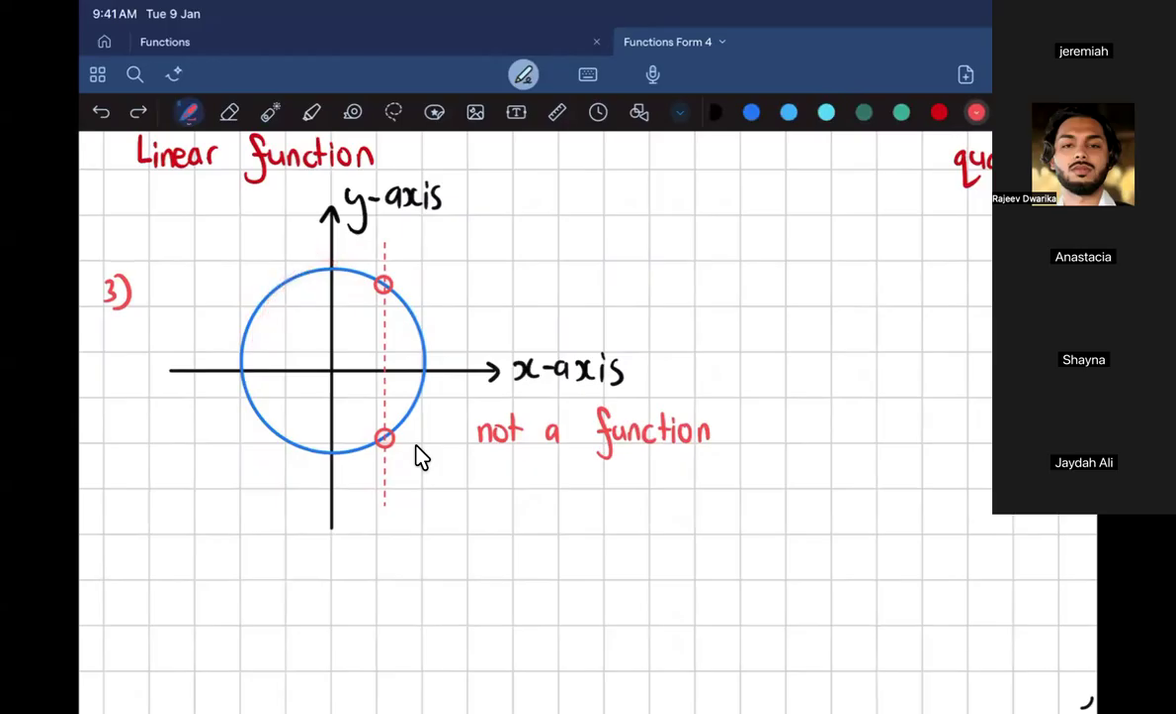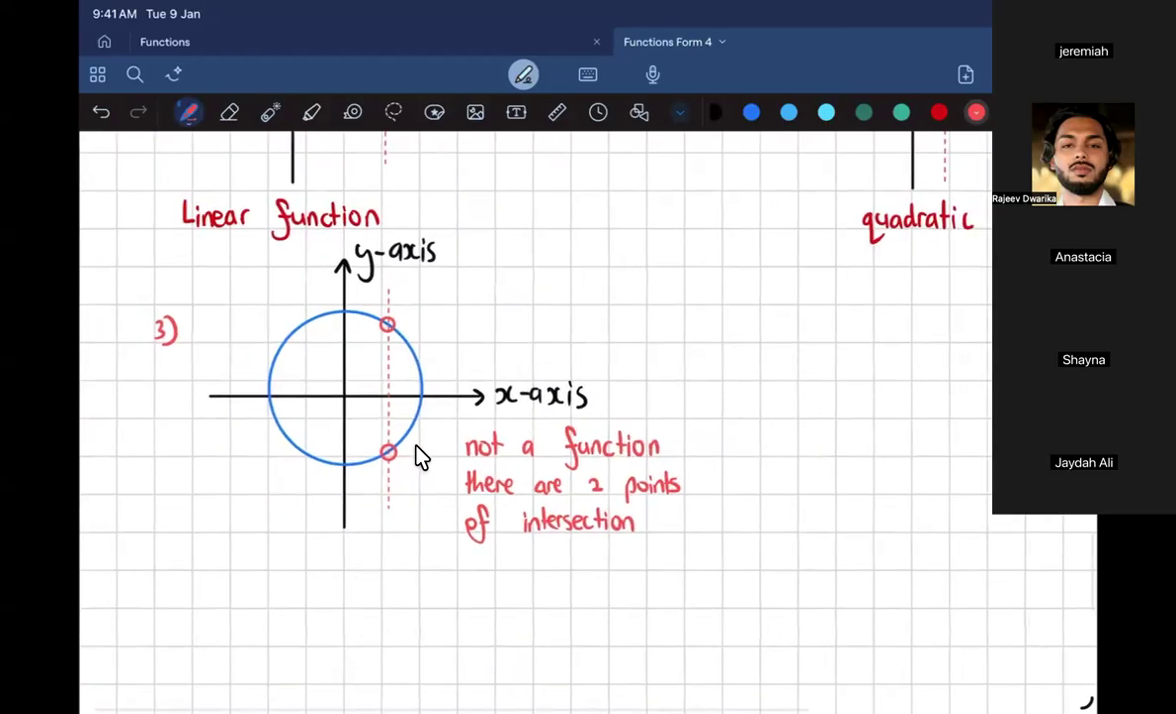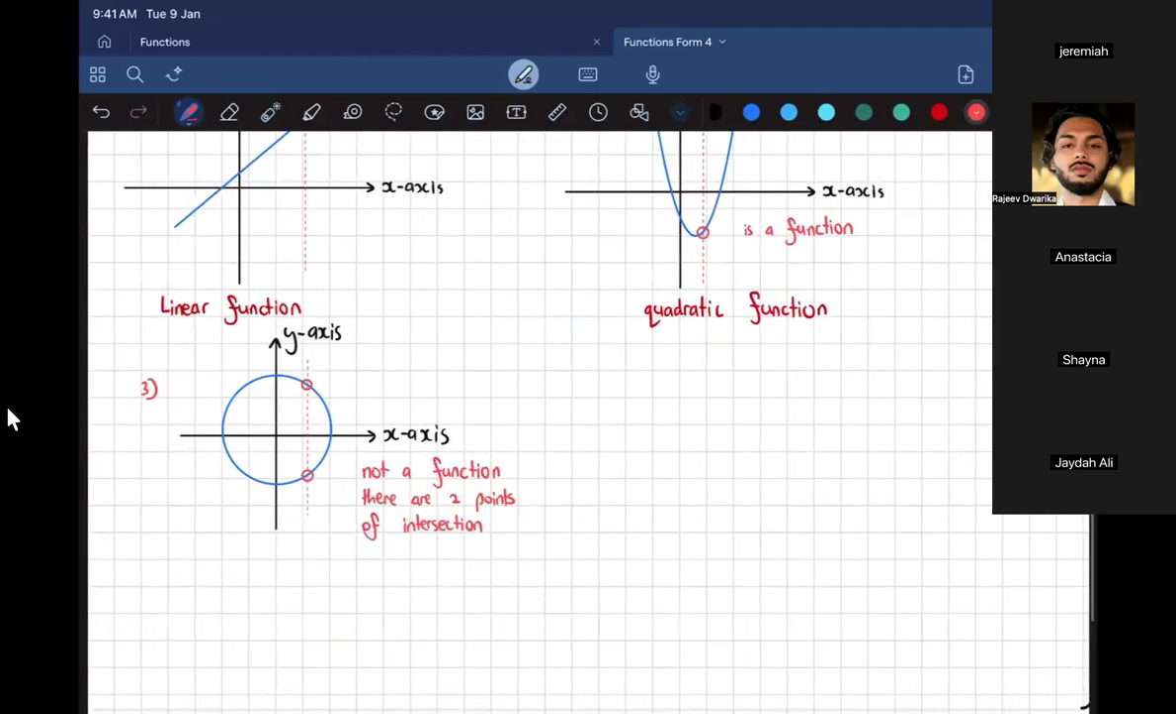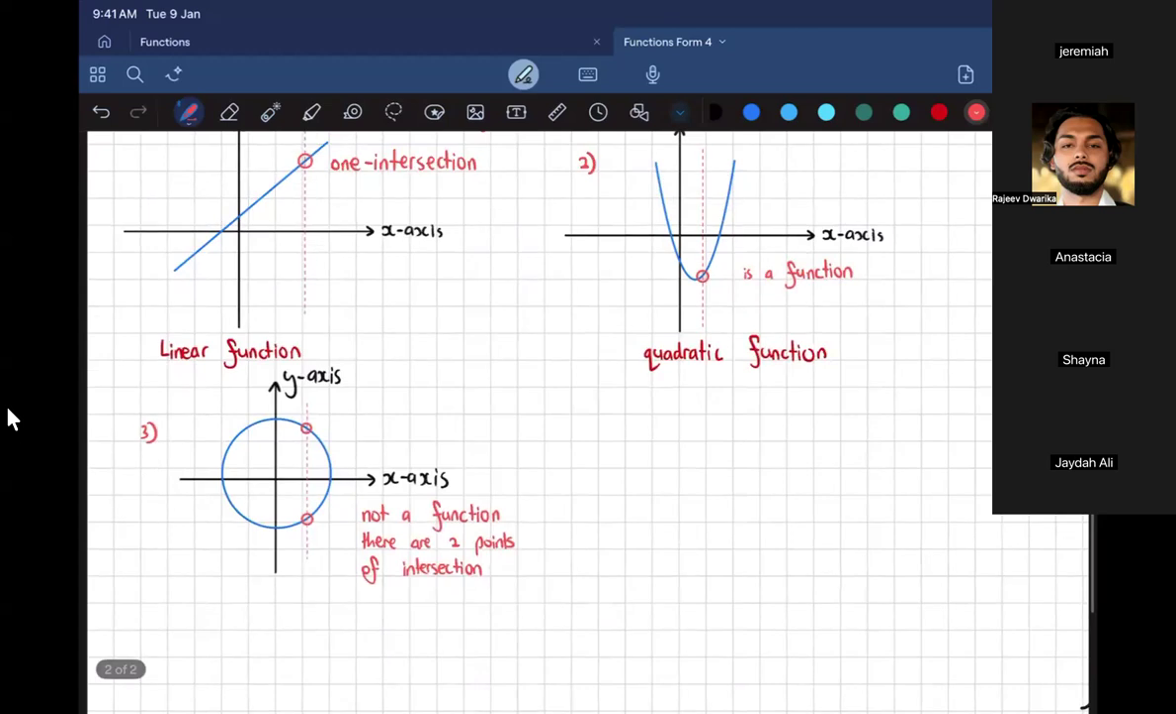Yes. So this is now not a function. Why? There are 2 points of intersection. And for those of you that care to learn the maths a little deeper, I want to explain the actual concept and why this works.